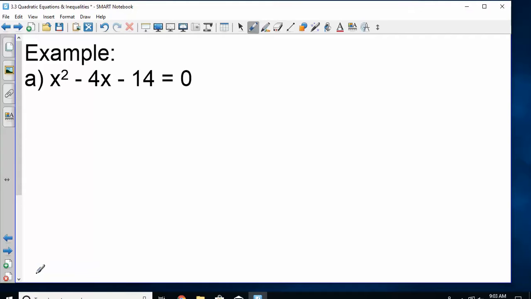Step 1. If this is not a 1x squared, you have to divide by that coefficient. Do I need to? No. So I get to jump straight to step 2, which is move the constant to the other side. So I'm going to leave myself a little space right there. To move your 14 over, you would add it. So it equals positive 14.